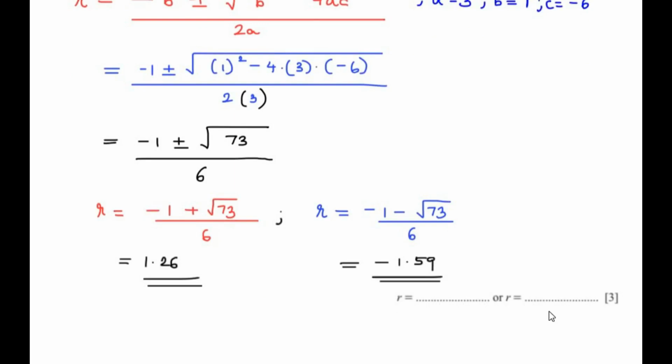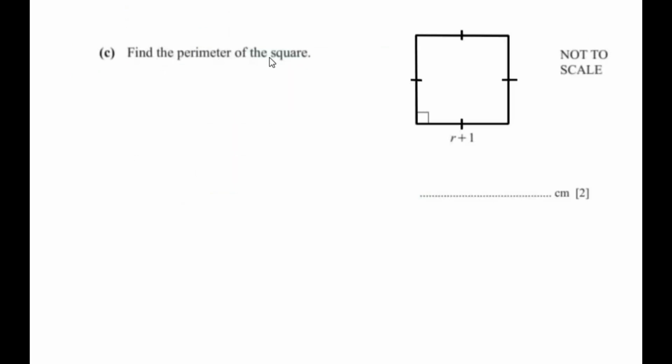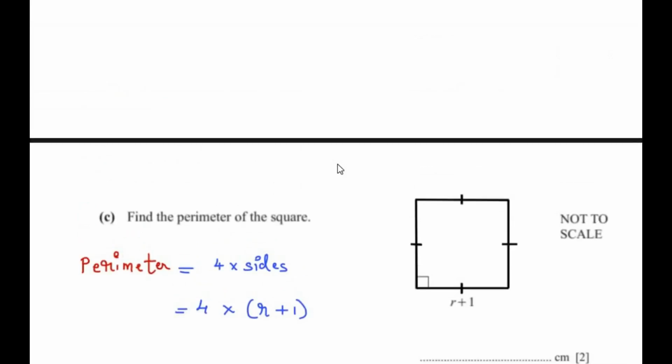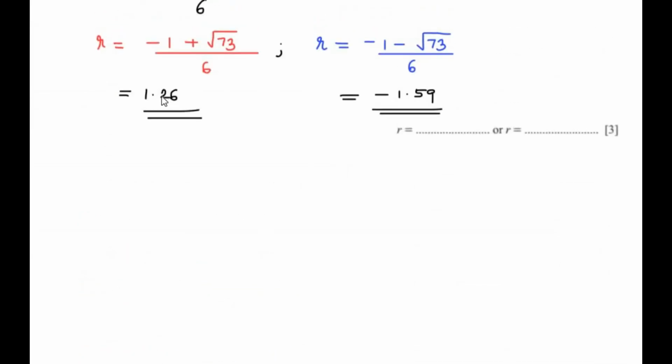Now let us move on to the next sub question. Find the perimeter of the square. Now perimeter is the sum of all the sides of this quadrilateral. Since this is a square, all the side lengths are going to be of the same length. So we can write here, perimeter of the square is equal to 4 times the side length. So 4 times the side length, which is r plus 1, and we have got the value of r in the previous question as 1.26 and -1.59.